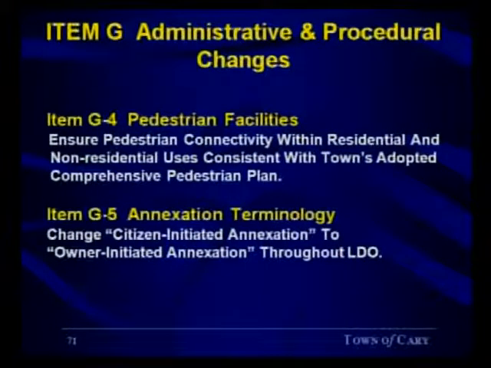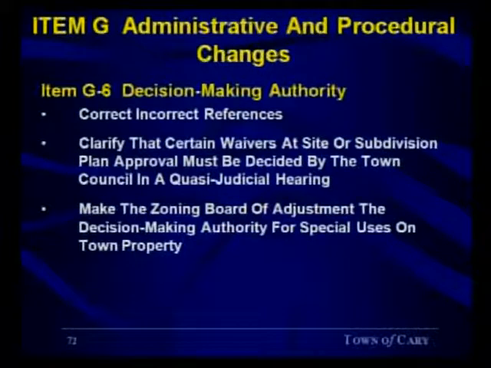Item G4 ensures pedestrian connectivity consistent with the town's comprehensive pedestrian plan. And G5 is a change in terminology from citizen-initiated to owner-initiated annexations, wherever that appears in the ordinance. G6 includes a number of changes. These are all related to decision-making authority and are primarily proposed to maintain consistency with state statutes.